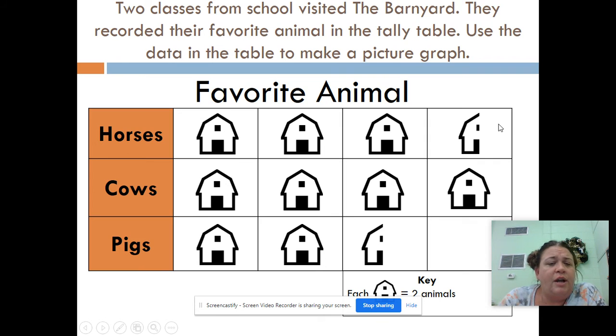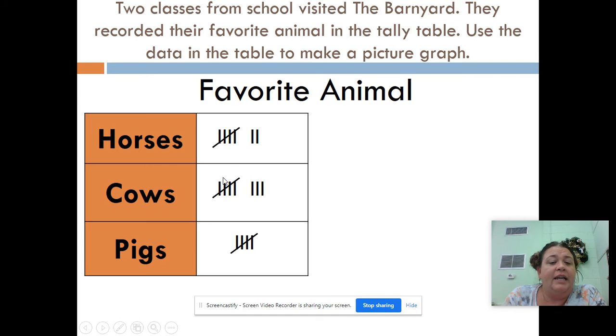Well, let's check and make sure I did it right because I got to look down here in my key. My key tells me for every barn, there are 2 animals. So 2, 2, 2 gives me 6. Now, how would I make 7? That's right. I'm going to take this barn and I'm going to cut it in half just like that. So now it shows me I have 7 horses.